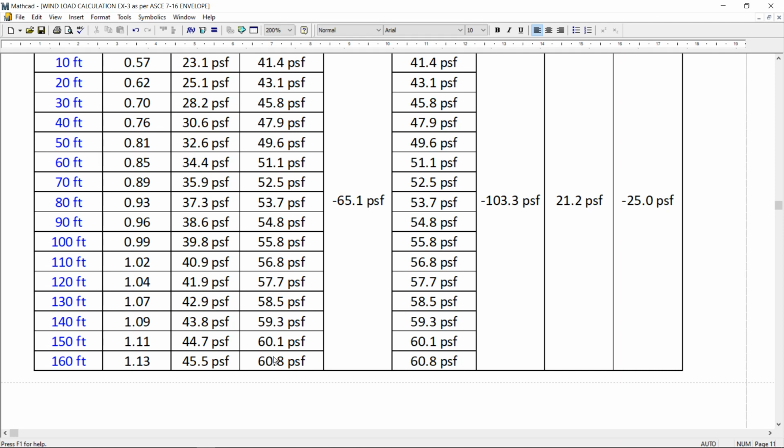So hopefully this will summarize the complete wind load definition for a building of 160 feet high, which is cladded by glazed panels.